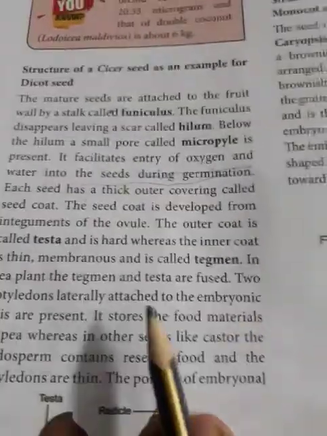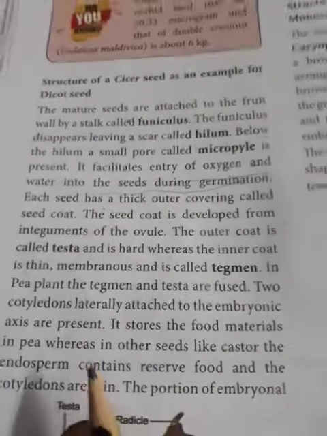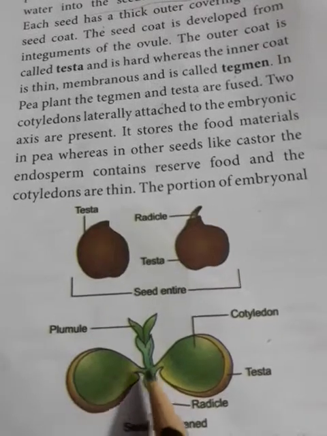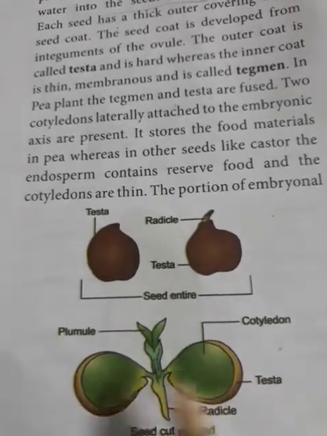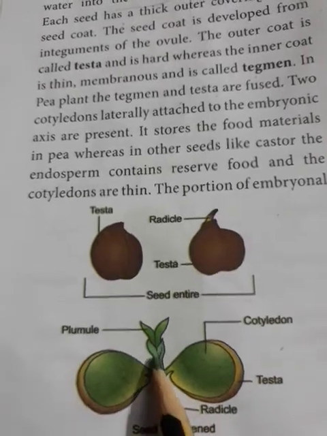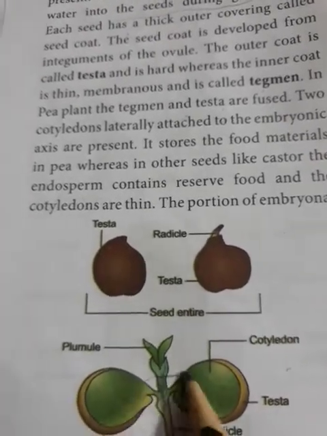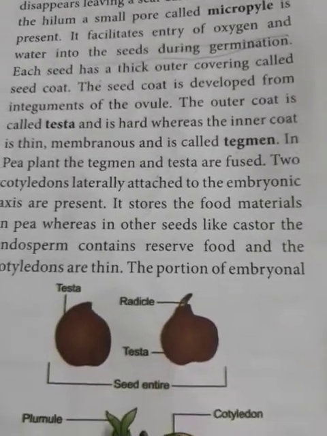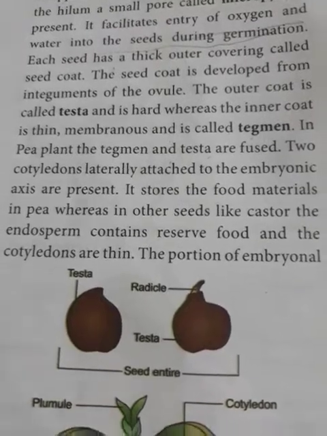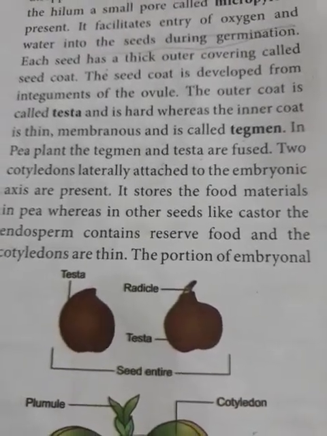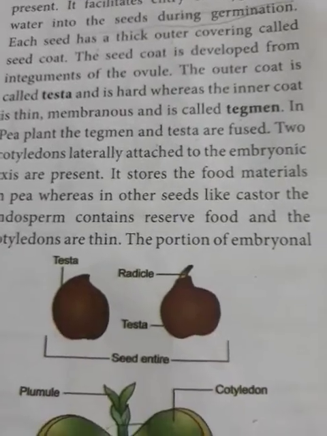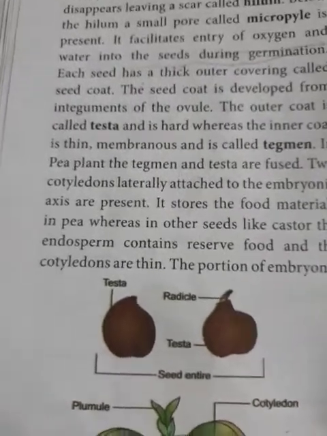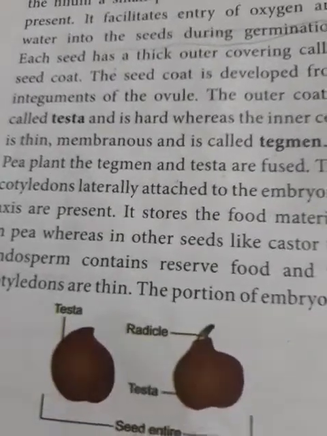Two cotyledons are laterally attached to the embryonic axis. Here, if you wish to see the seed, we have shown here. This part is called the two laterally attached cotyledons that are attached to the embryonic axis. This region is called the embryonic axis. Both the cotyledons are attached laterally to the embryonic axis. They store the food material in peas, whereas in other seeds like castor, the endosperm contains the reserved food material, and the cotyledons are thin in castor, but in sesame and pea the cotyledons are fleshy.